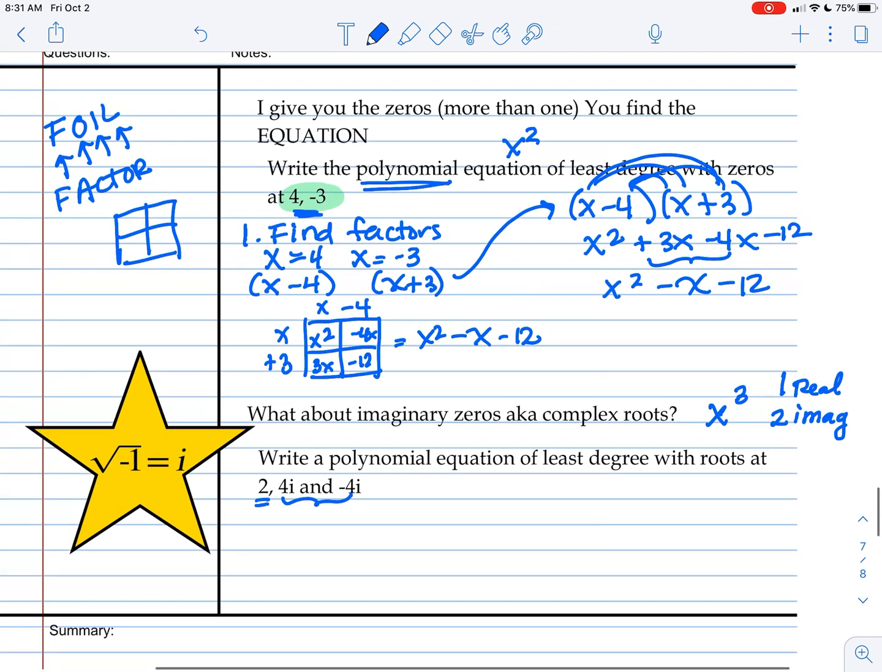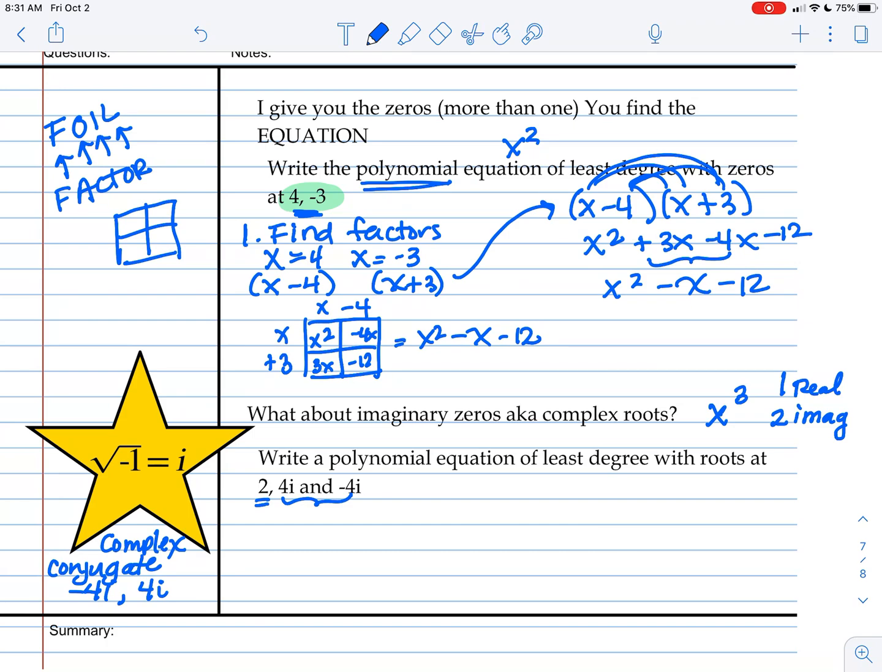And I just want to point out that there's a word called conjugate, which means that negative 4i and 4i come as a pair. They are called conjugates, and they come together all the time. If I have a negative 4i, I always have a positive 4i. So those are complex conjugates, I should call them. Okay, and I put this reminder here in the star. The square root of negative 1 equals i. And that's going to be important to us.